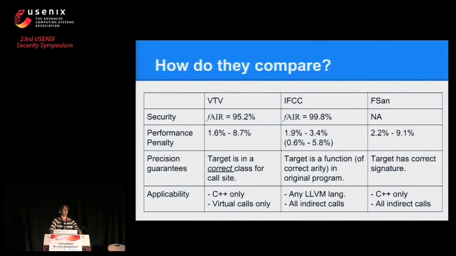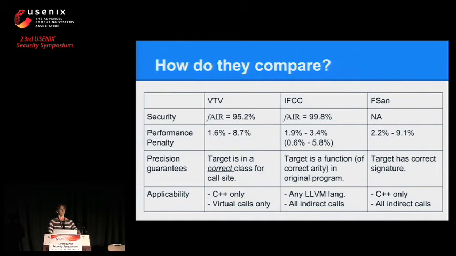So for security, as you can see, VTV got a FAIR metric of 95.2%, and Ifcc actually got a FAIR metric of 99.8%. Now, it's not surprising that VTV had a lower FAIR metric because VTV was not attempting to protect all the indirect function calls. It was only trying to protect the virtual calls. But the fact that we actually got 95.2% underlines a very important point, which is that in C++, by far the vast majority of the indirect function calls are indeed virtual calls.